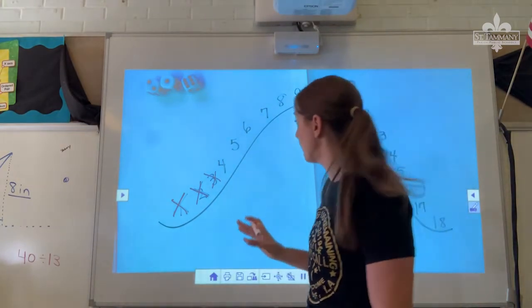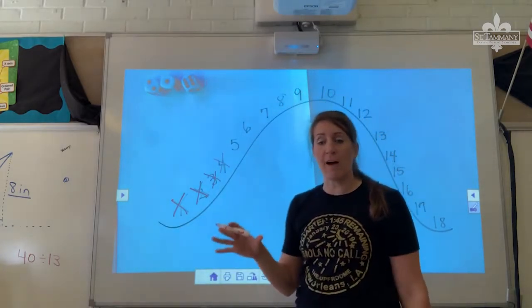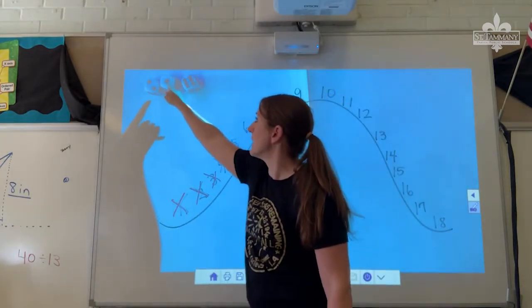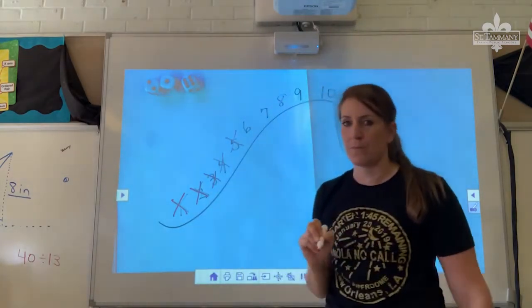6 minus 2 equals 4. So this is a really good roll for me. So I'm gonna mark off 4, okay? Now I'm trying for 5. 6 minus 1 is 5. This is actually a really great roll.